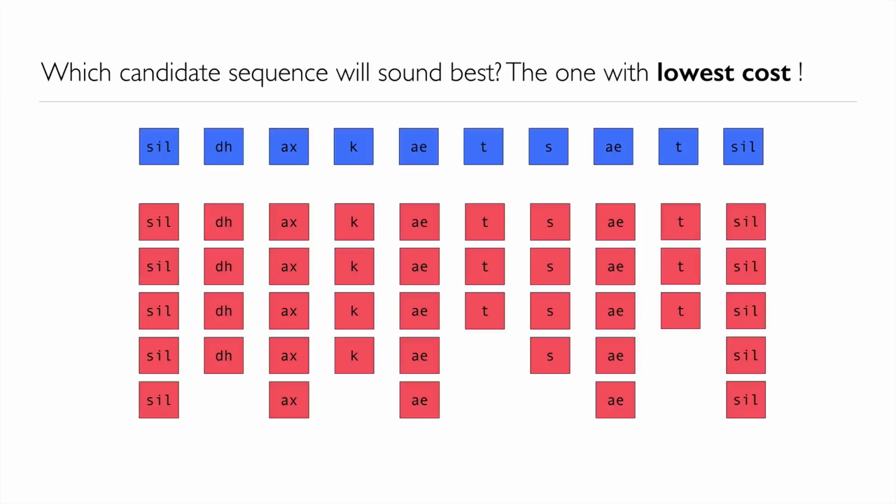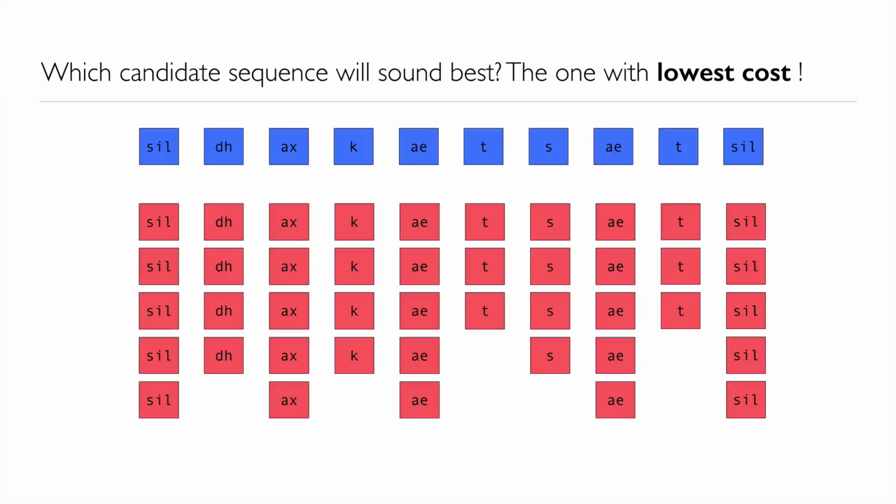By definition, because our cost functions are measuring perceptual mismatch, either the perceptual mismatch between a target and a possible candidate for that target, or the perceptual mismatch between a candidate and a consecutive candidate that we're considering concatenating it with, the lowest cost path should sound the best. In other words, it should sound as close as possible to the target that we're trying to say and sound the most natural.